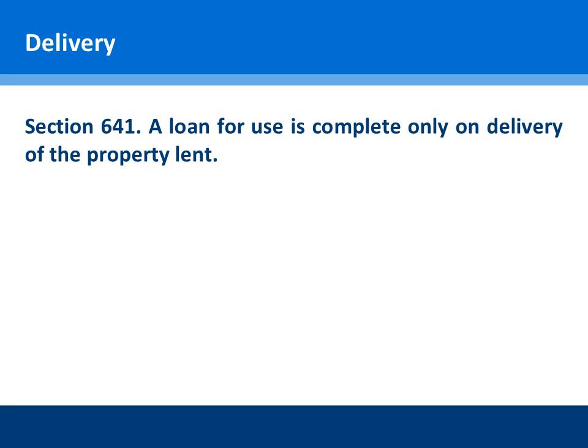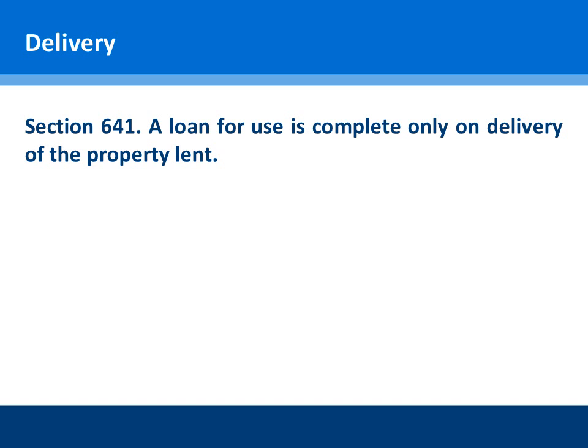This contract is complete and valid only in case of delivery of the property. You can see this rule is different from contract of sale. In this case, if you don't give me the key of the car, we don't have a contract. Delivery of the keys is a necessary element to create this contract. The simple agreement between the parties does not create a loan for use agreement.